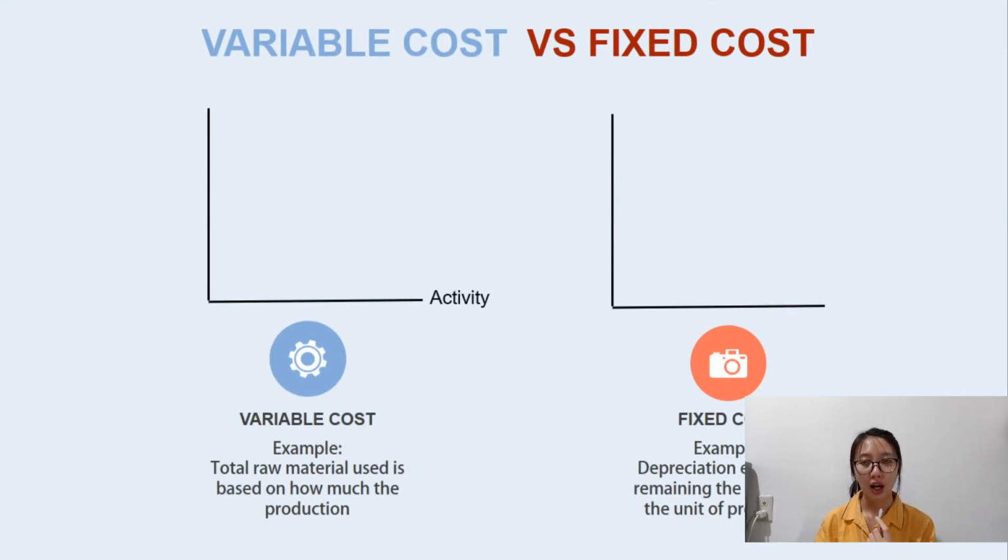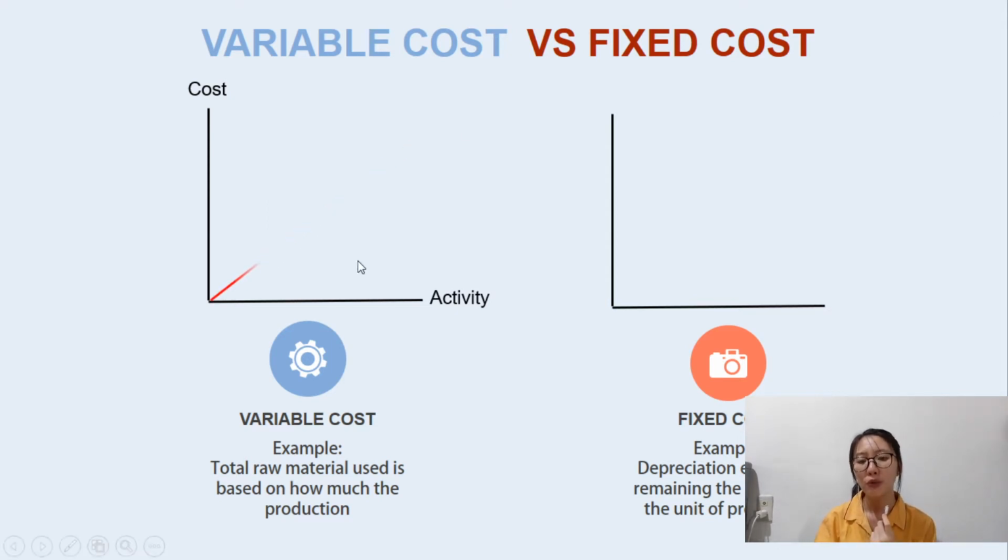Well, variable cost is the cost that fluctuates following the activity levels. As you can see in the slide here, the horizontal line symbolizes the activity, and the vertical line symbolizes the cost. The variable cost will have a positive slope. The positive slope means that when the activity level goes up, the cost will become higher, and when the activity goes down, the cost will become lower. The example of variable cost here is total raw material use, which is based on how much the production is. There are also other examples of variable cost, such as use of electricity, indirect raw material cost, direct labor cost, and etc.